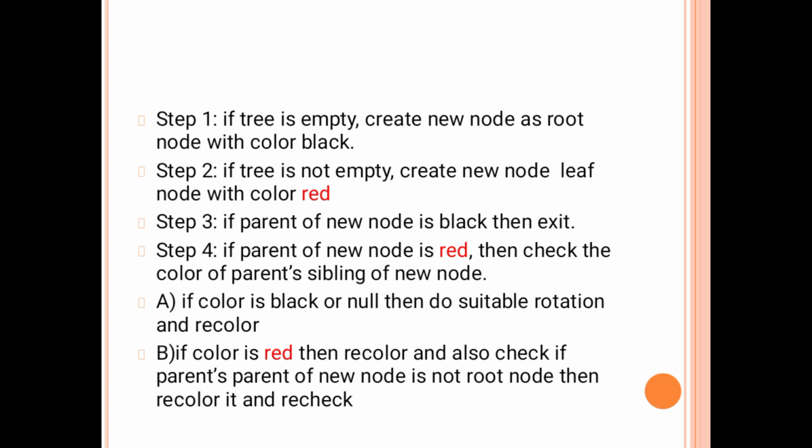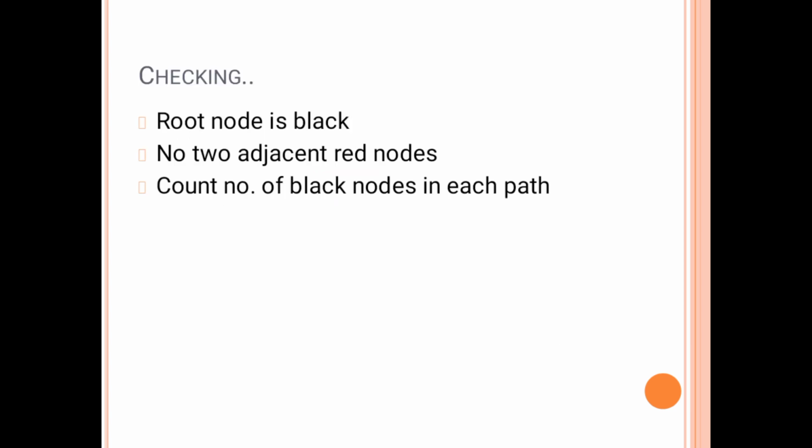One step at a time, we will see this with an example. Here the root node is black. We check these main steps. A red black tree has five properties. What are they?